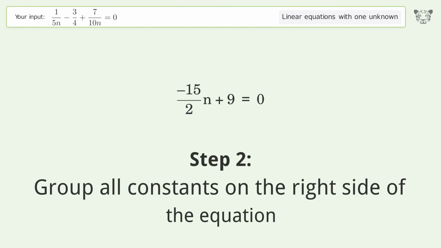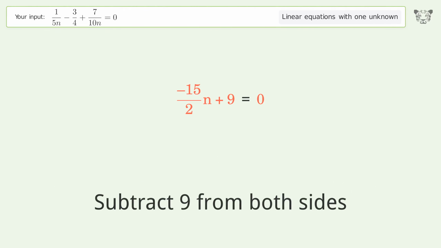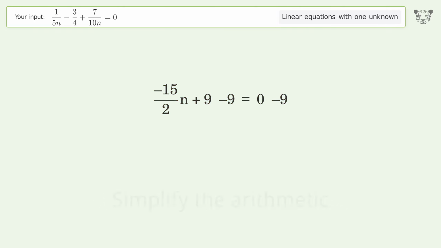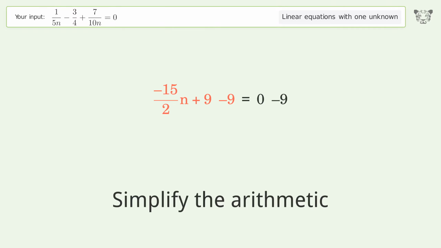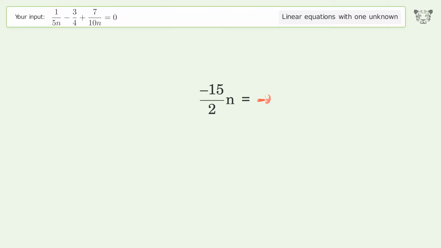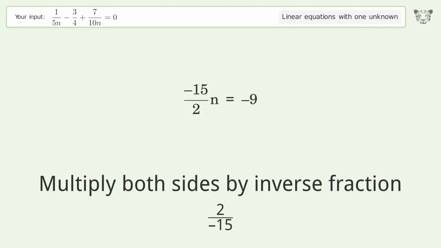Group all constants on the right side of the equation. Subtract 9 from both sides. Simplify the arithmetic. Isolate the n. Multiply both sides by inverse fraction 2/15.